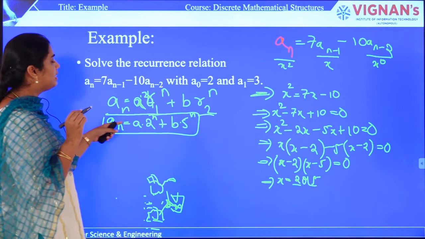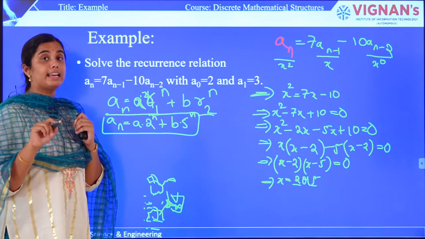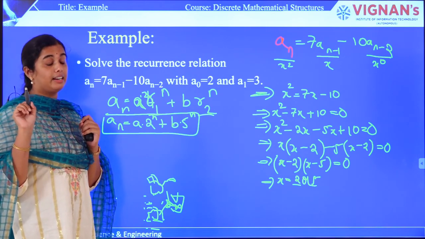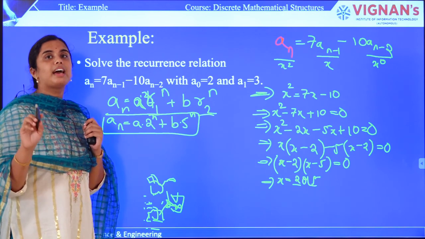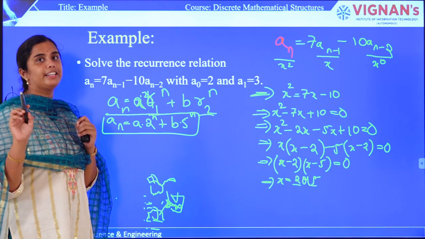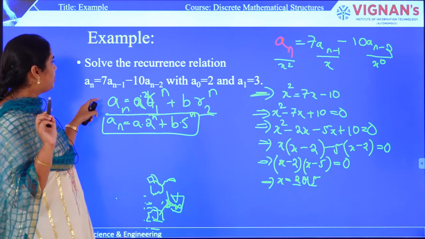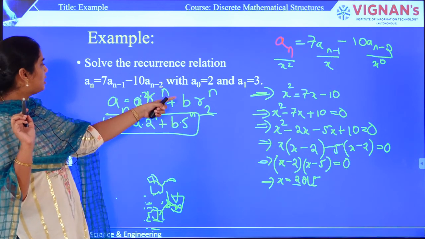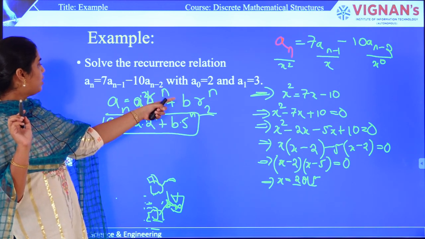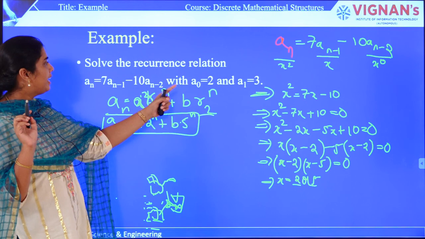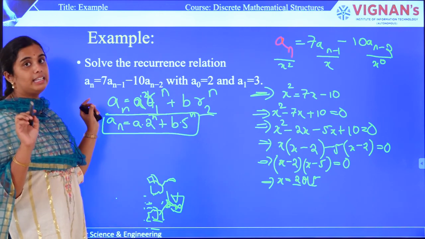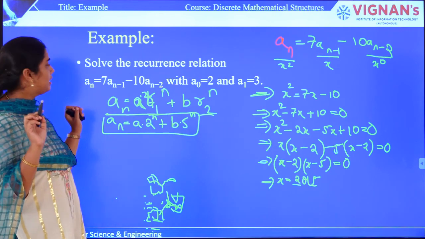So, now what are the values of a and b? As I said from the initial definition, a and b are nothing but determined by the initial conditions which are given to us. Like here, what are the initial conditions given? a_0 = 2 and a_1 = 3. That we will be using for verifying the case.